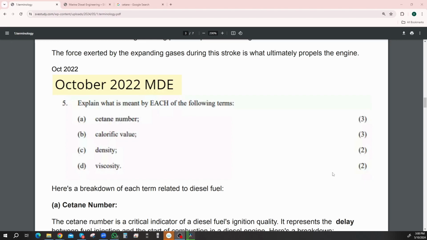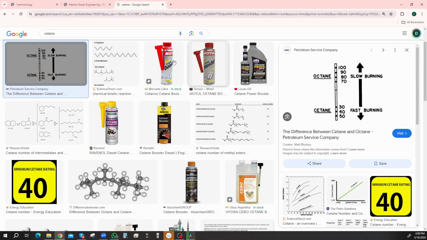October 2022. Explain what is meant by each of the following terms: cetane number, calorific value, density, and viscosity. Right, so cetane number, it sounds like octane number. Octane, I reckon, is the higher value, and cetane is the lower value. Well, I did actually look it up earlier. We've got octane and cetane for slower burning and faster burning. So this is to do with it.